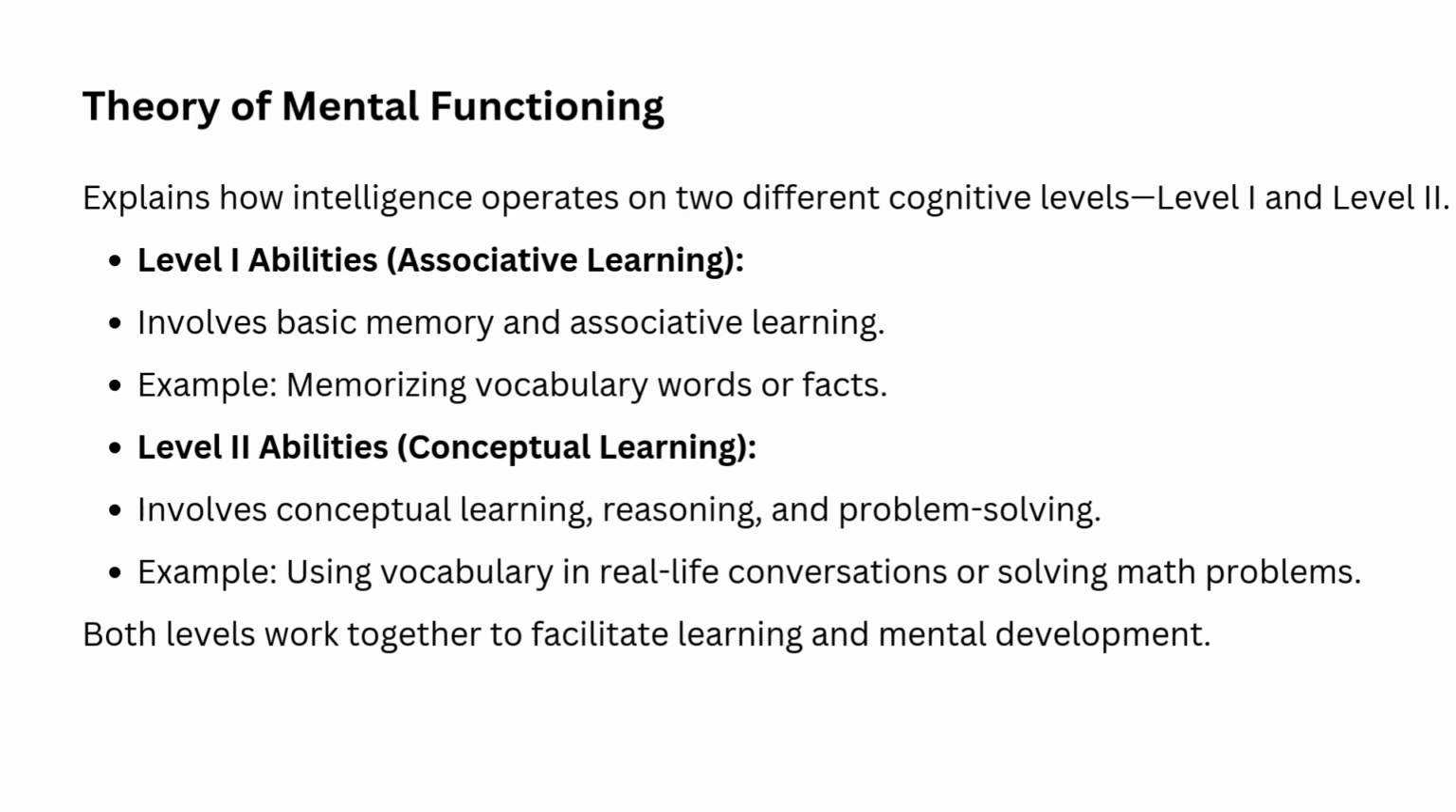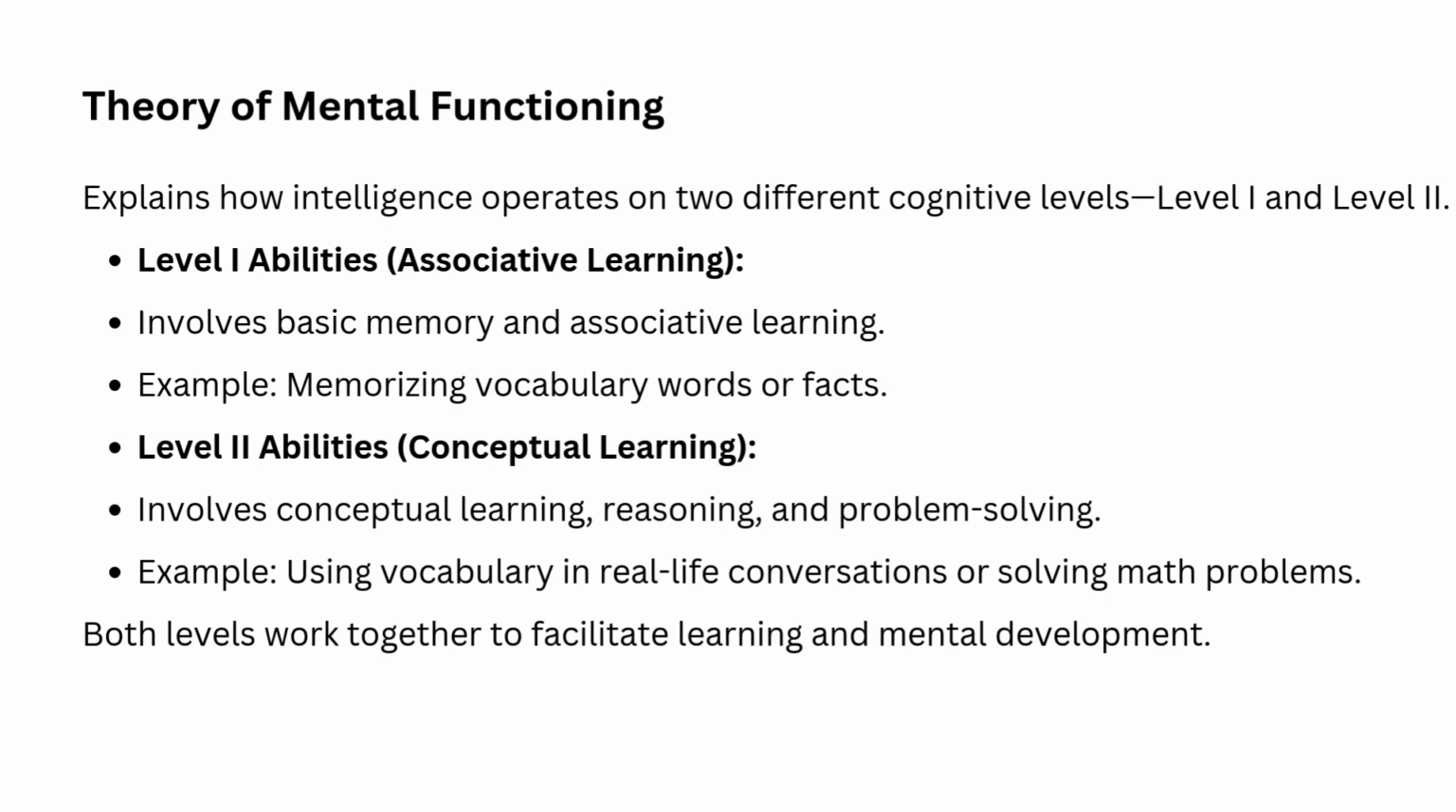Arthur Jensen's theory of mental functioning is an important framework in psychology that explains how intelligence operates on two different cognitive levels, Level 1 and Level 2. Jensen described Level 1 abilities as the basic cognitive functions that help with simple memory tasks. This includes skills like memorizing a list of words, numbers, or simple associations. This level of functioning is about storing information rather than processing it deeply.